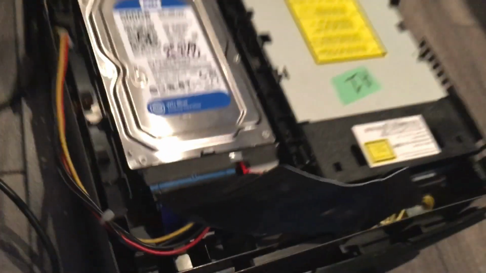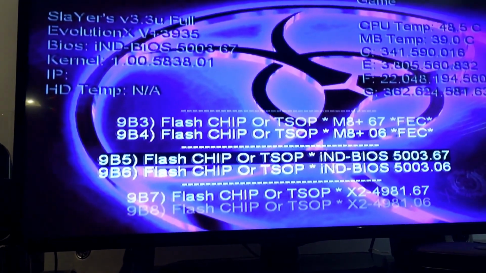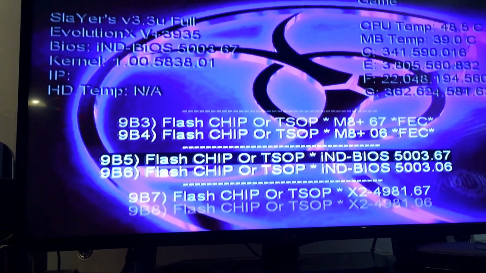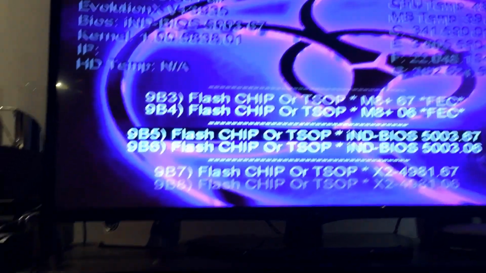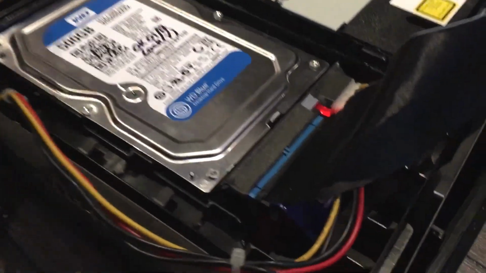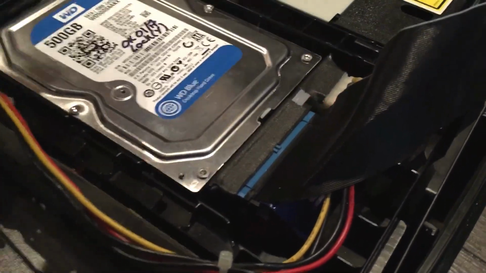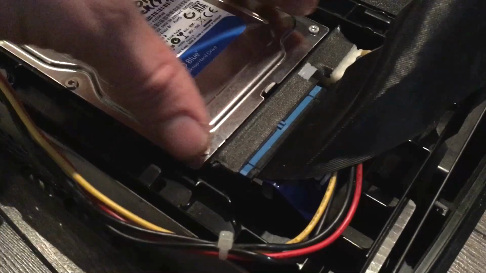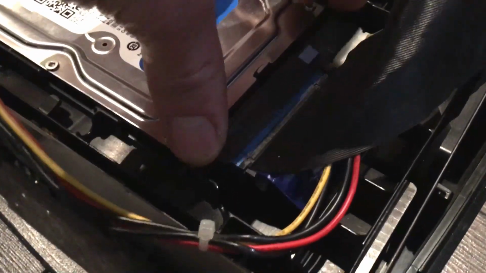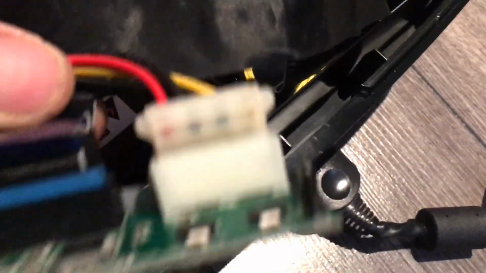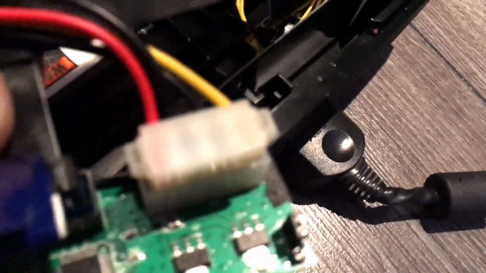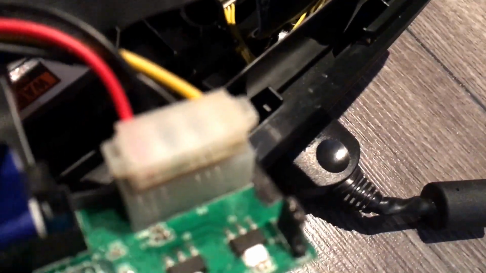So let's say I just set up my Xbox with Independent BIOS 6.7, and what I found is that right here, where the SATA IDE converter is, there are two pins, right about here. It's something you have to lift and pull out, the two pins.